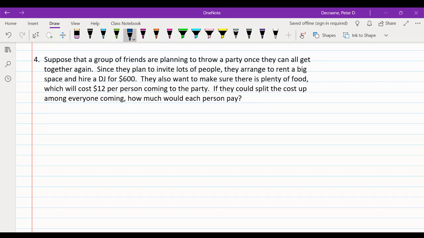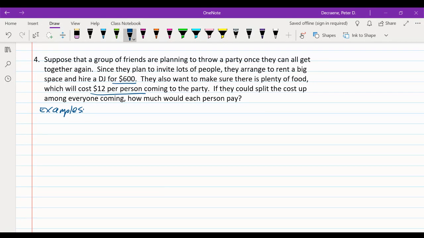Suppose that a group of friends are planning to throw a party once they can all get together again. Since they plan to invite lots of people, they arrange to rent a big space and hire a DJ for $600. They also want to make sure there's plenty of food, which will cost $12 per person coming to the party. If they could split up the cost among everyone coming, how much would each person pay? I often find that when I'm doing problems like this, it helps to come up with some examples. So let's write some examples.